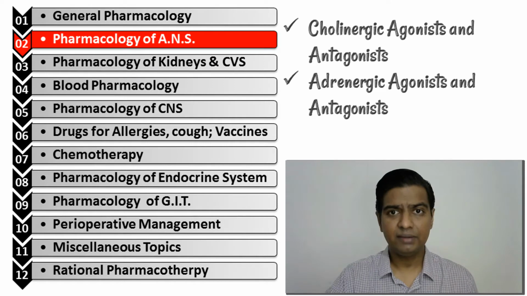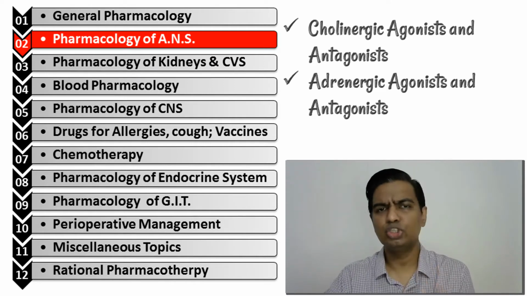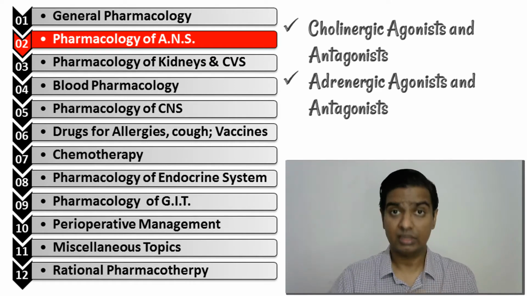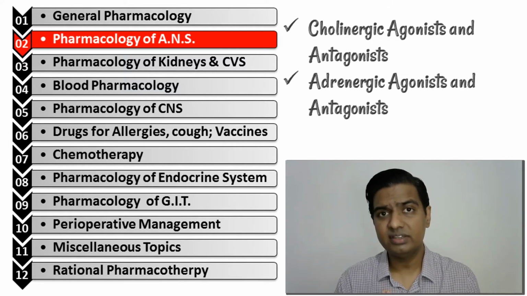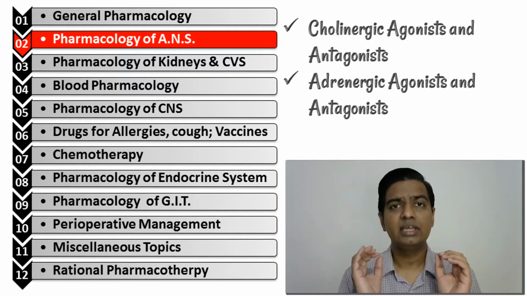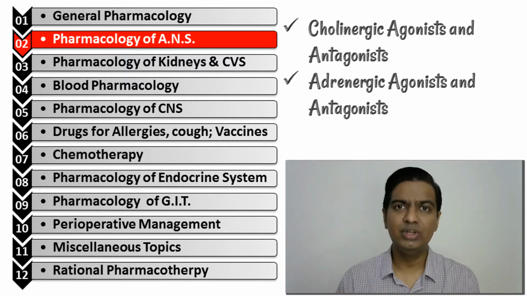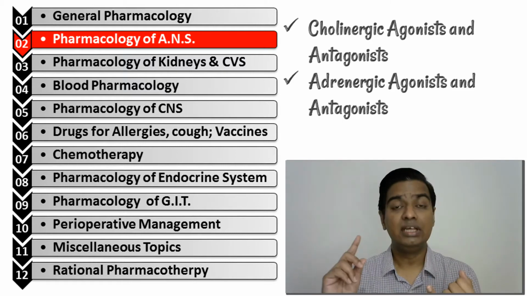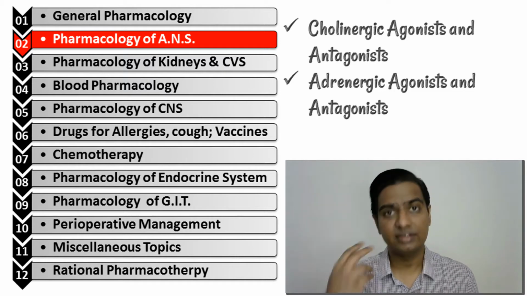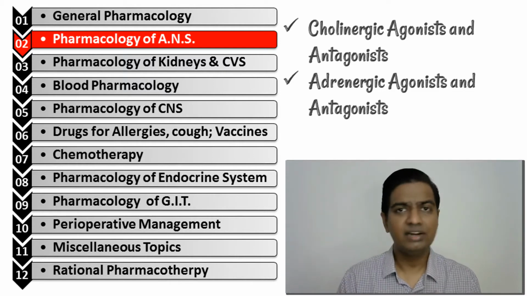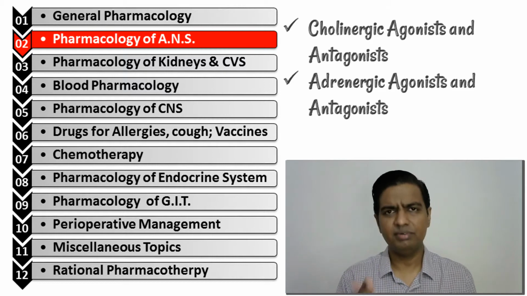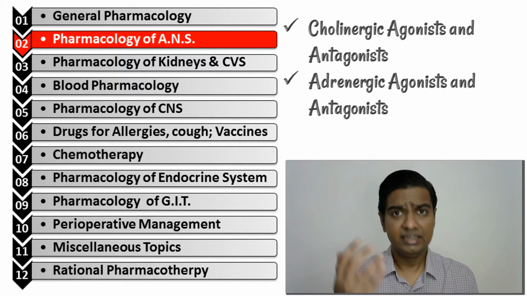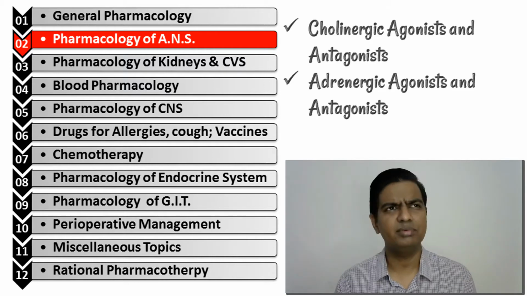The second unit is pharmacology of the autonomic nervous system. Here the university expects you to know the adrenergic and the cholinergic nervous system, which means the sympathetic and parasympathetic nervous system. You need to have a good understanding of the adrenergic and cholinergic receptors. The adrenergic receptors are alpha and beta receptors. The cholinergic receptors are nicotinic and muscarinic receptors, pardon me.